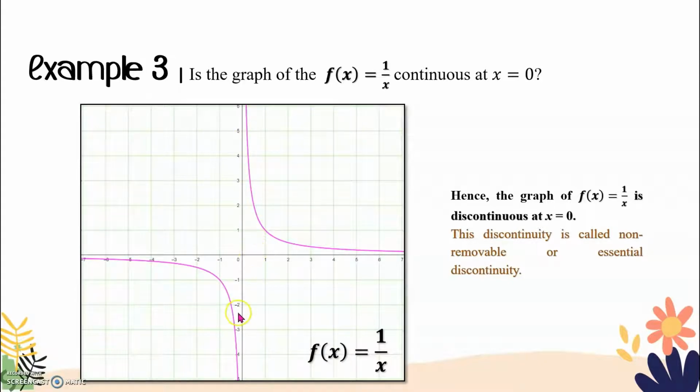Our graph will never touch x equals 0, since x equals 0 is a vertical asymptote of our graph. Meaning to say, the graph of f of x equals 1 over x is discontinuous at x equals 0. This kind of discontinuity is called non-removable or essential discontinuity.